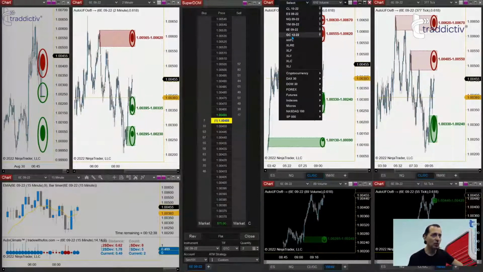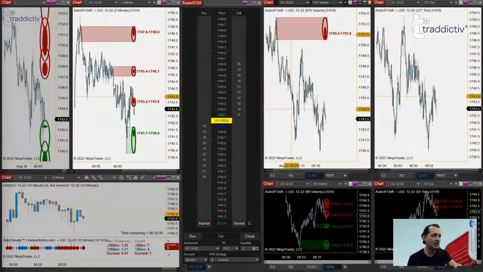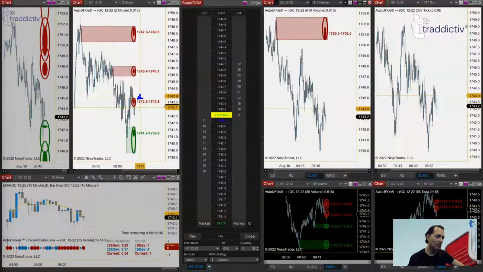So let's go back to gold. And if gold is not giving us anything, look at that. A new UFO has just formed on the 2-minute time frame. Unfortunately, the only problem we have here is that the EMA is outside the UFO. That UFO is not enveloping the EMA. Okay, so how do you deal with that? With patience.